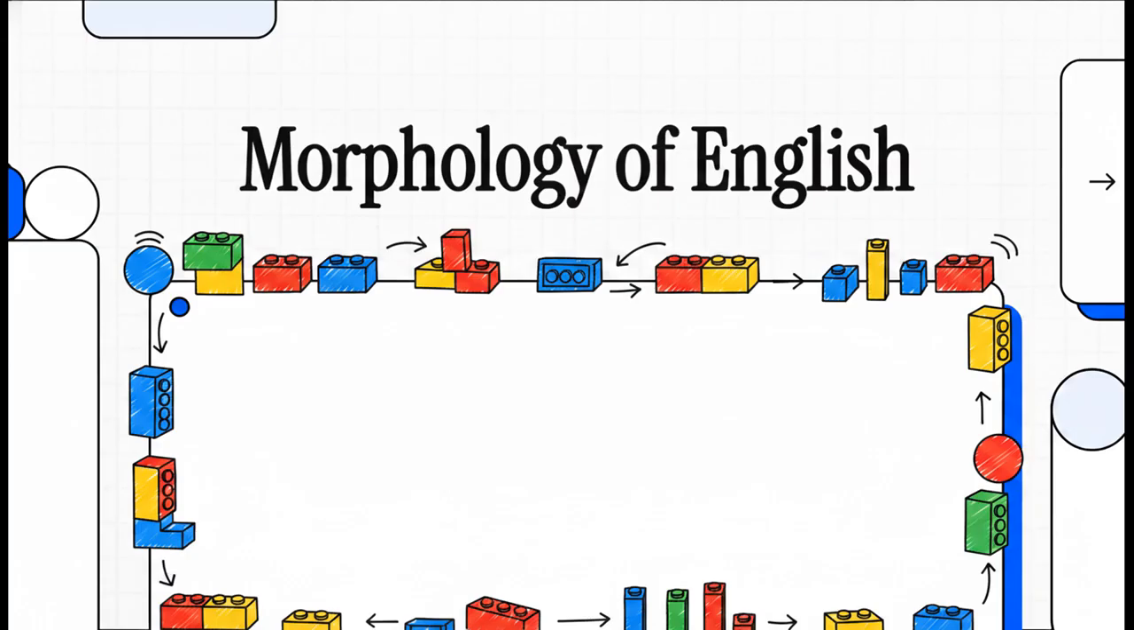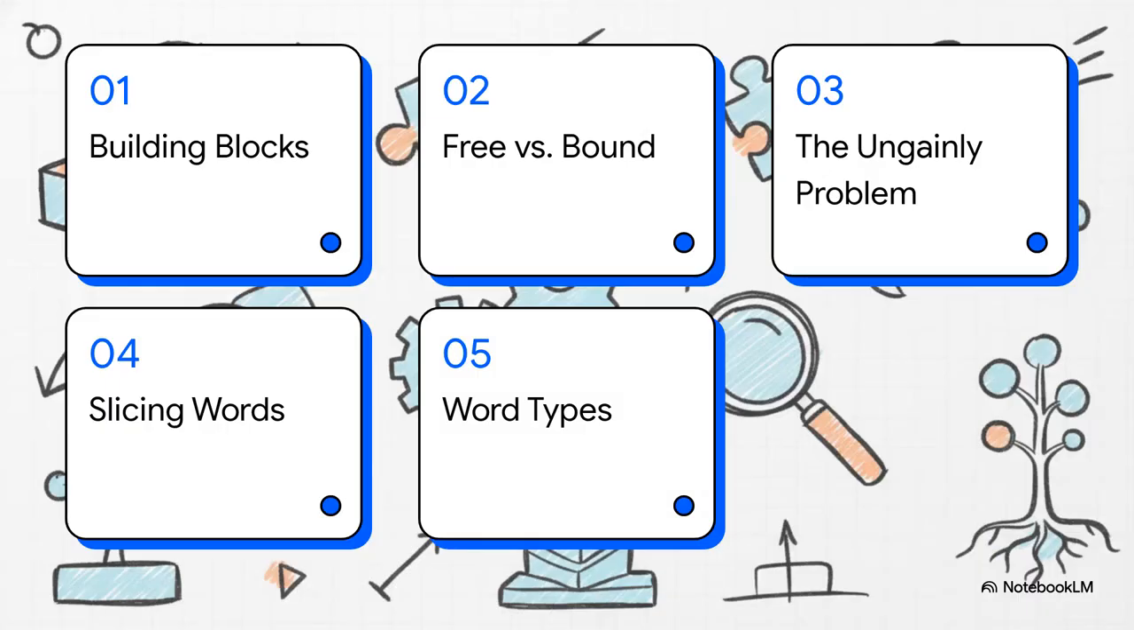Let's get into it. Real quick, here's our roadmap for today. We're going to cover the building blocks of words, free versus bound morphemes, a really fascinating thing called the ungainly problem, how to slice words apart, and finally, simple, complex, and compound words.